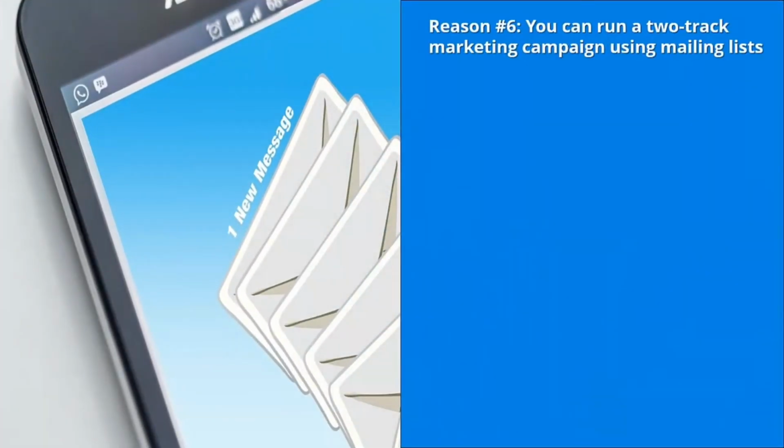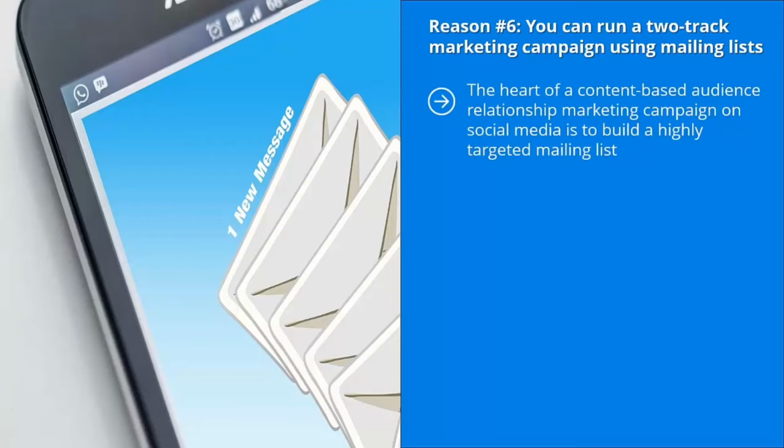Reason number 6, you can run a 2-track marketing campaign using mailing lists. The heart of a content-based audience relationship marketing campaign on social media is to build a highly targeted mailing list. Now, this is not what you think. A lot of people are thinking that once they build the list, they're on their way to becoming a millionaire. Absolutely wrong. They're missing a step.